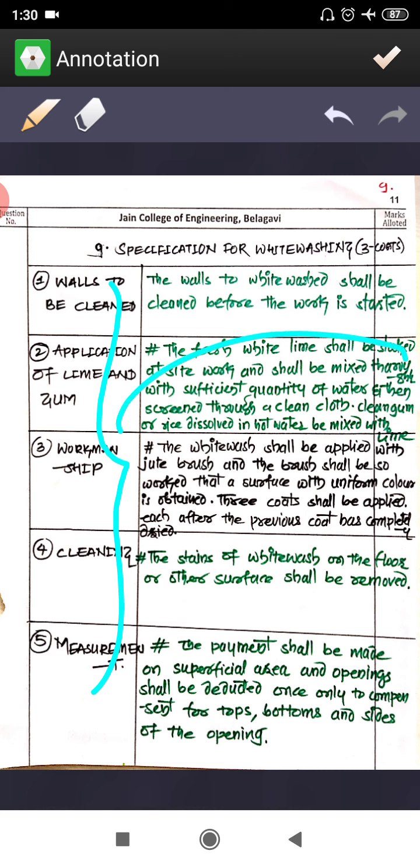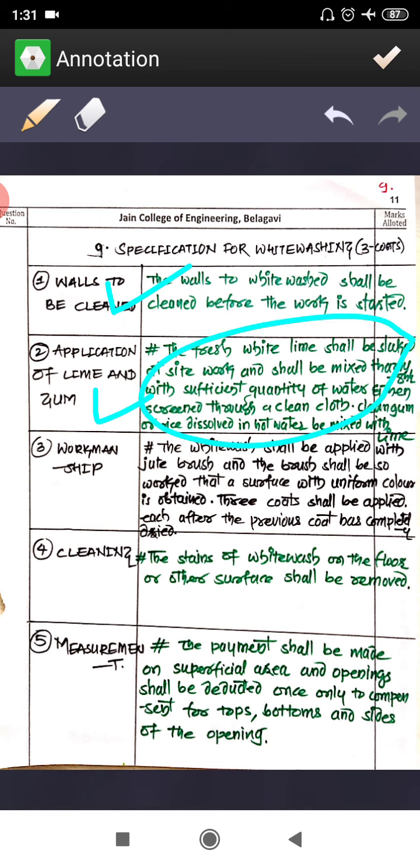Here we are going to discuss how to prepare whitewash. So first, the wall is to be cleaned, right? The walls to be whitewashed shall be cleaned before the work starts. The cleaning can be done by any means. Then application of lime and gum: the fresh white lime shall be slaked at the site of work and shall be mixed thoroughly with a sufficient quantity of water and then screened through clean cloth, right? Means you take the mix of slaked lime and water, then you should screen it.